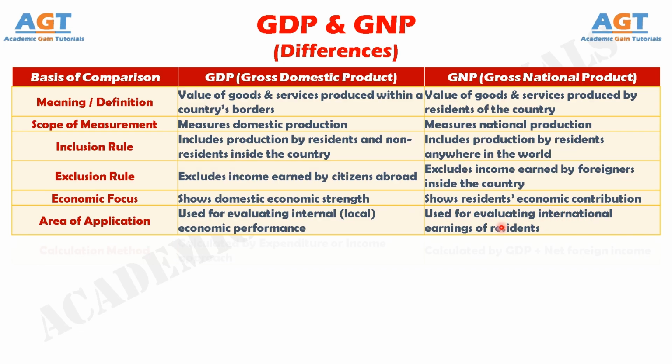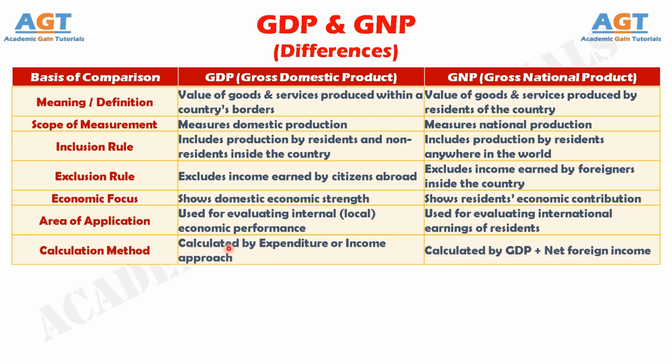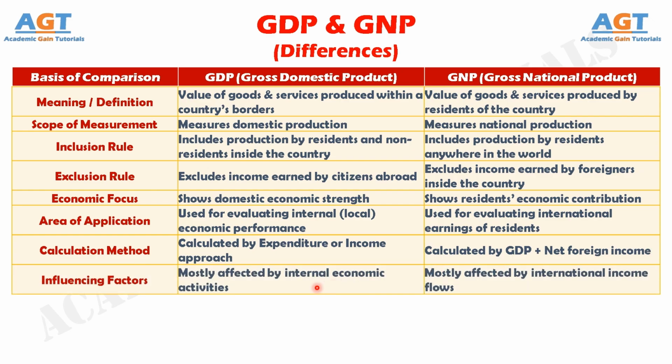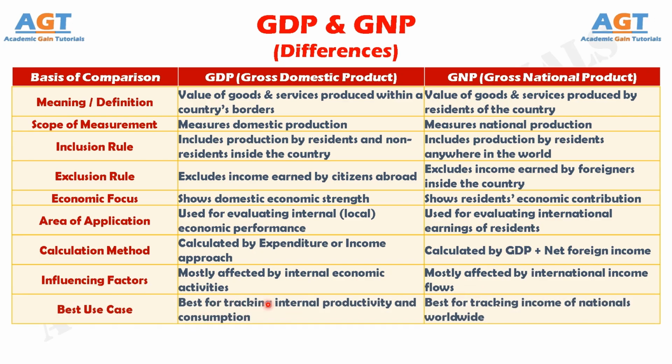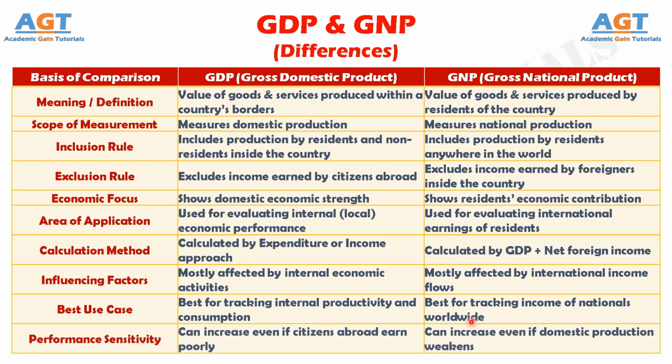Number 7. GDP is calculated using expenditure or income approaches, whereas GNP is calculated by adding net foreign income to GDP. Number 8. GDP is influenced mainly by internal economic activity, whereas GNP is influenced mainly by international financial flows. Number 9. GDP is ideal for measuring local productivity and consumption, whereas GNP is ideal for measuring worldwide income of nationals.